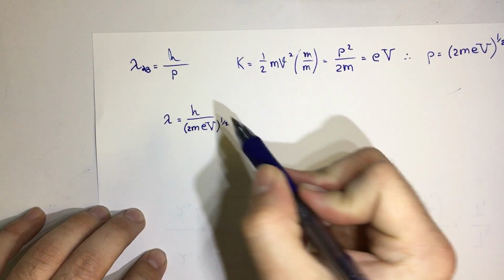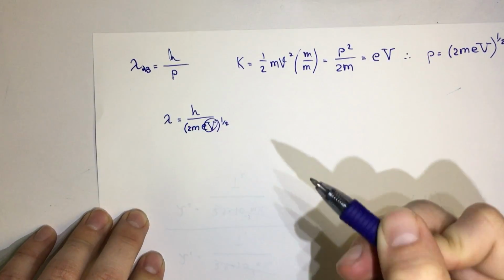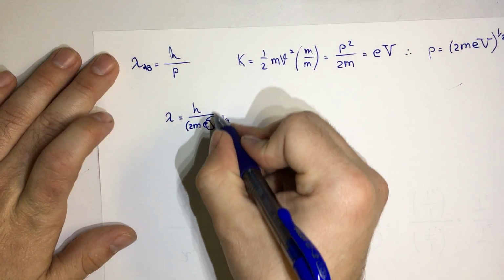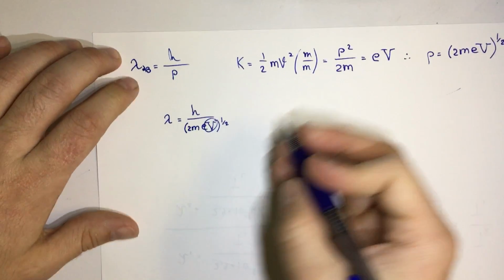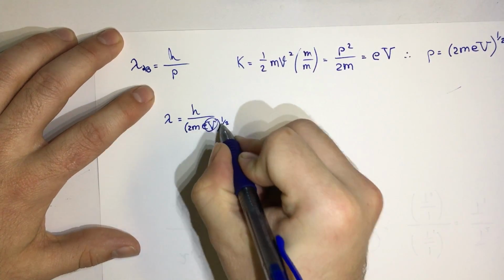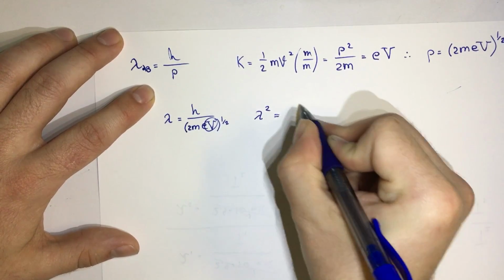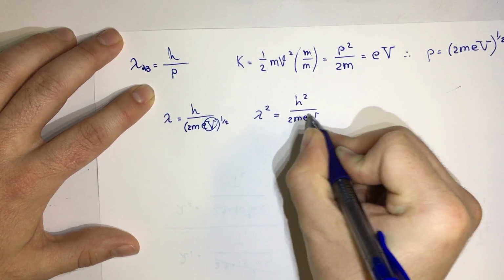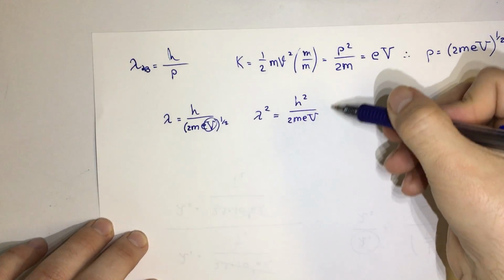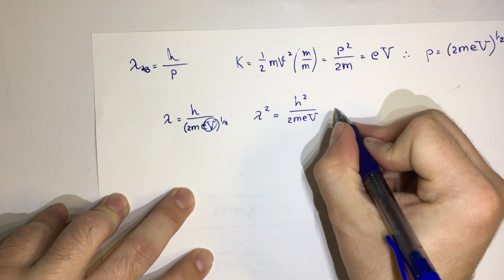We have our lambda, we have our voltage. So what are we trying to do? We're trying to solve for this voltage, so let's do just that. The first thing I'm going to do is square both sides, so we'll get everything out of this root here. So we have our lambda squared is equal to h squared divided by 2meV. So now let's take the inverse, multiply both sides by h squared.